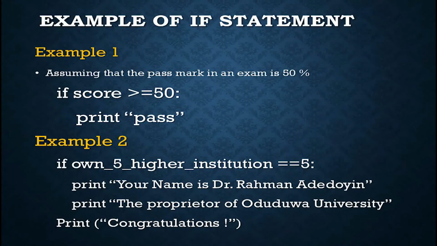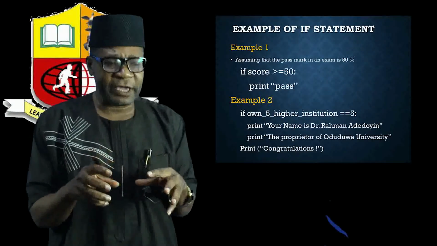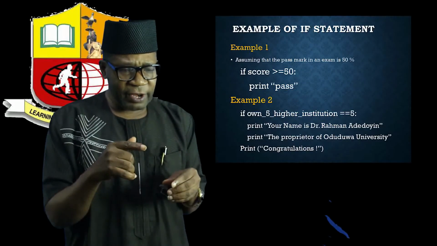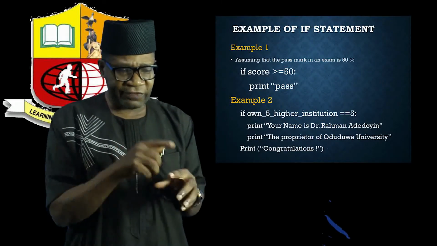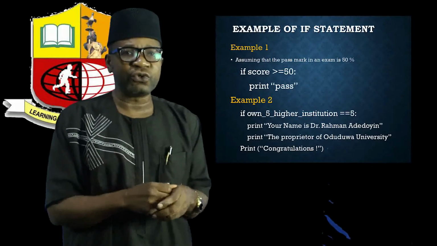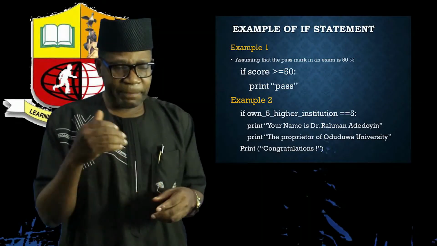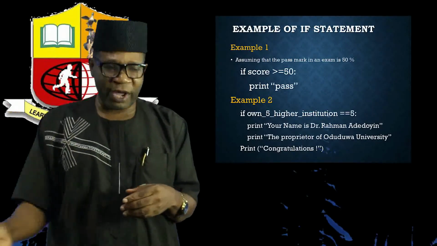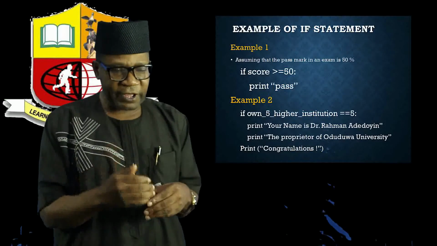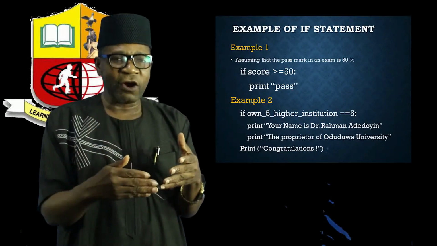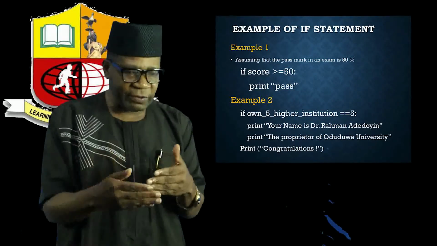Now I want you to pay attention to this particular example too. There's something tricky about it. You might be thinking, I was talking about block. So line 1 of this code is the one that starts with if. Line 2 starts with print, it prints the name. Line 3 prints the proprietor of Oduduwa University. Line 4 prints congratulations. So which of these lines, or where does the block end, or where does the block start?